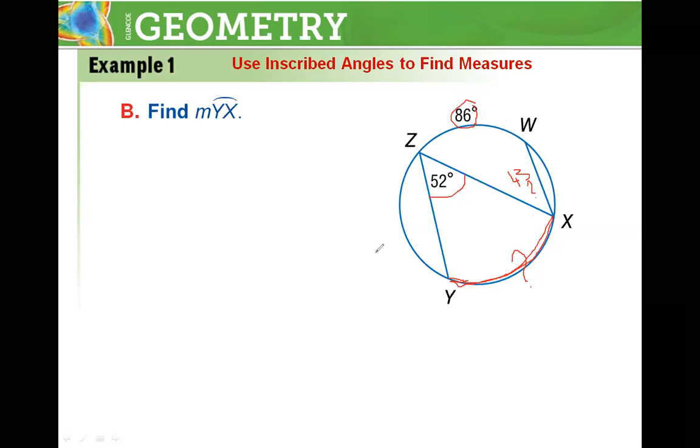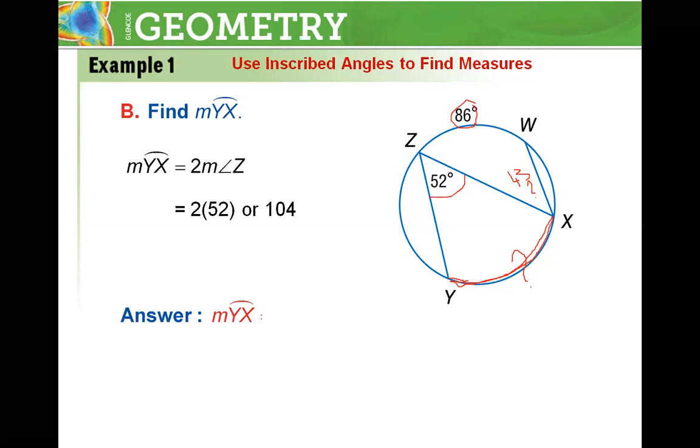So we multiply 52 by 2. It will be equal to 104. So 104 is the result. The measure of the arc YX equals 2 times the measure of the angle Z, which equals 2 times 52, as you said, which equals 104. So the measure of YX equals 104.